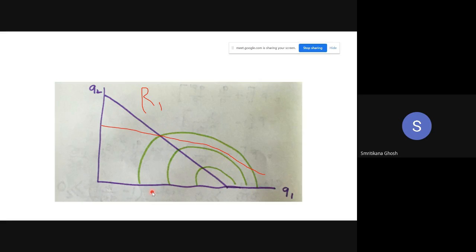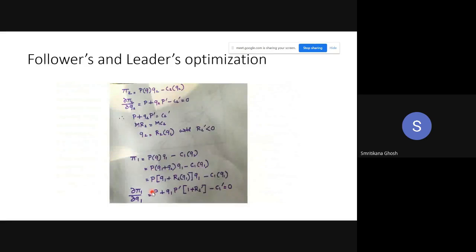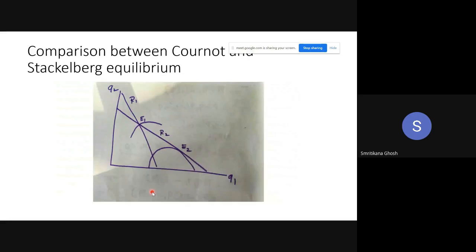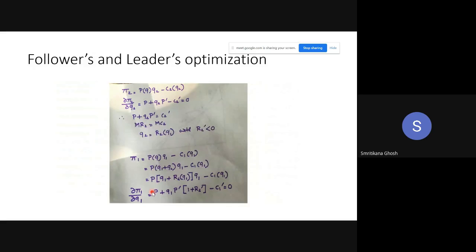So there is one R2. There is one isoprofit curve which is replacing the R1, because now firm 1 becomes leader. So R1 is replaced by the isoprofit curve, but R2 is there. Okay, so what is the diagram? That is the diagram. Before going to the diagram, let me again explain the mathematical portion a little bit.